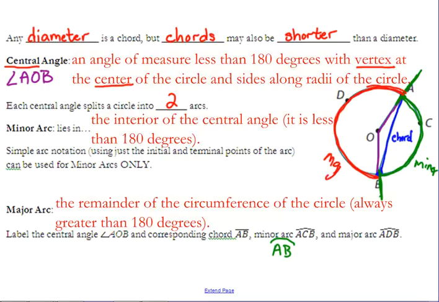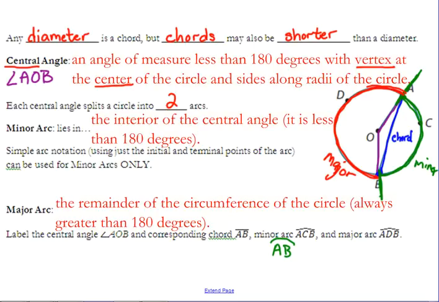And that's how we identify them. So you start with the first letter, you go directly to the second letter, the shortest distance from the first letter to the second letter, and then you end at the third letter. If we put the major and the minor together, we end up with the entire circle, tracing the entire circumference of our circle. All right, any questions about central angle, minor arc, major arc?